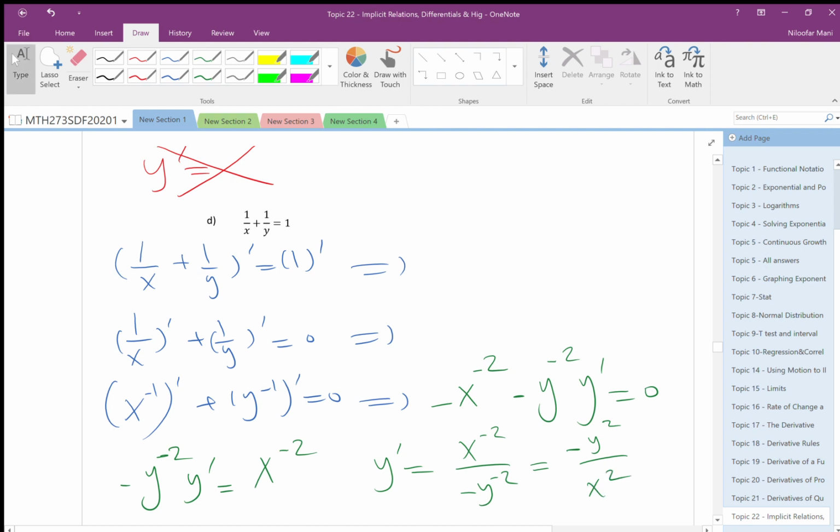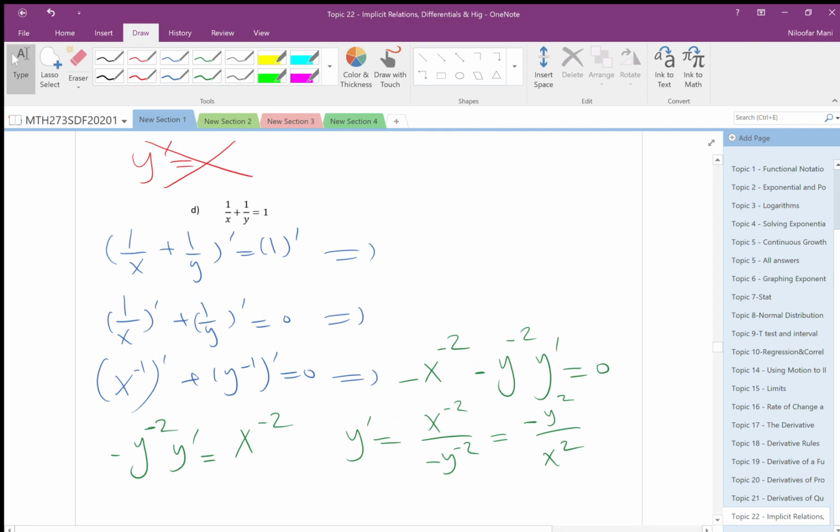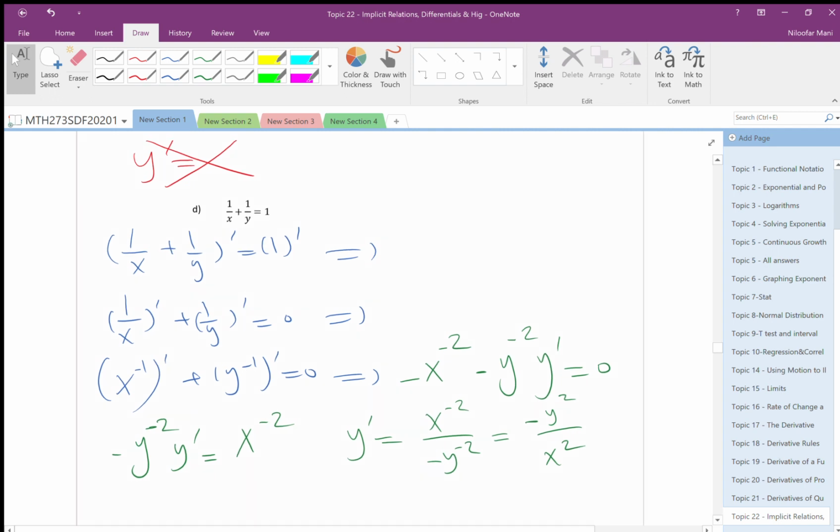Okay, so you don't start from y prime. No, you do derivative of both sides. Derivative of both sides, 1 by 1, derivative of 1 plus derivative of second. And then you do derivative of x power minus 1, y power minus 1. So it is n x power n minus 1. Okay, so it's minus x power minus 2. Y power minus 2 times y prime, because there is y there.